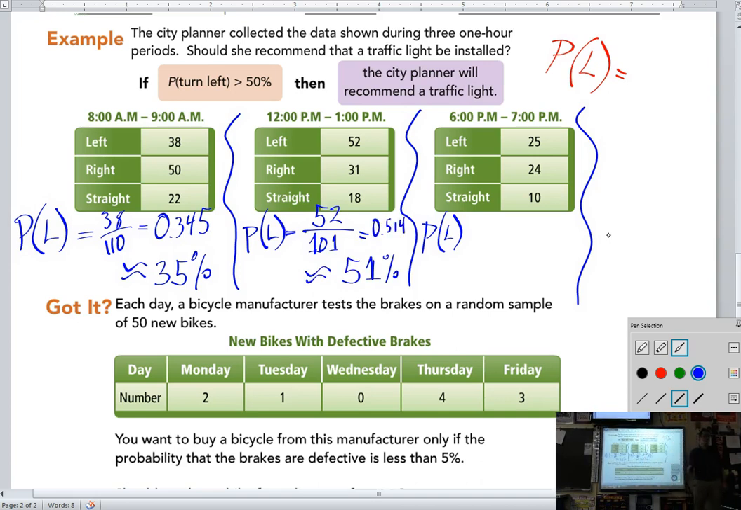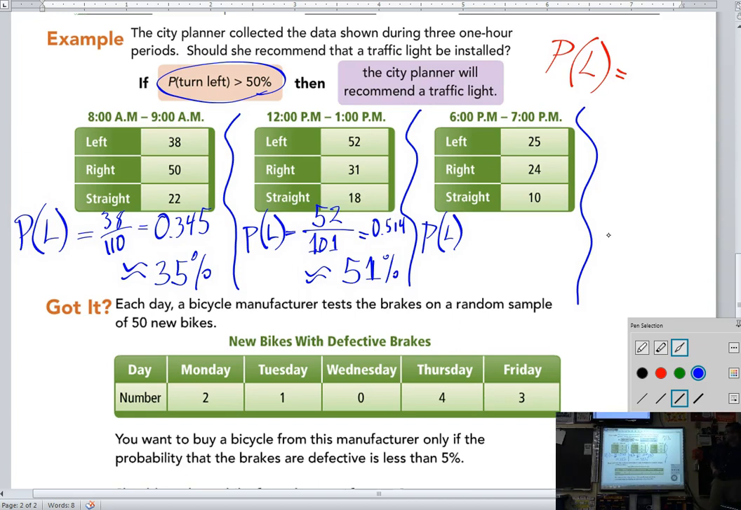So at noon, do we need a stoplight? Just barely. Right, this probability is higher than 50%. And they said if the probability of turning left is higher than 50%, we should install a light. So, in the morning, we don't need one. At noon, we could use one. So let's check out the evening rush.